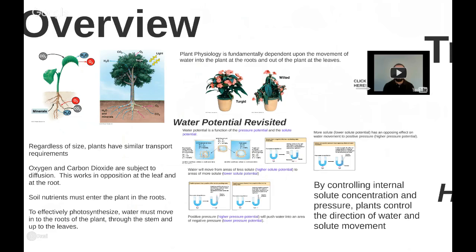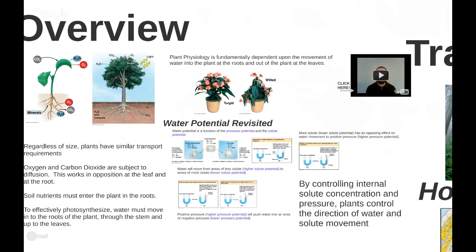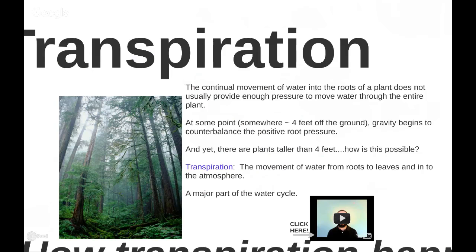To photosynthesize, water also must move in the roots of the plants through the stem and up to the leaves, so we have to transport water. So plant physiology is fundamentally dependent upon the movement of water in the plant at the roots and out the plant at the leaves. So we're always trying to move water up the plant. That's kind of the most important thing. We pull that water up. We're not going to get into solute concentration, all that big detail. We'll talk a little bit about that when we get into the flow of sugar through the phloem.